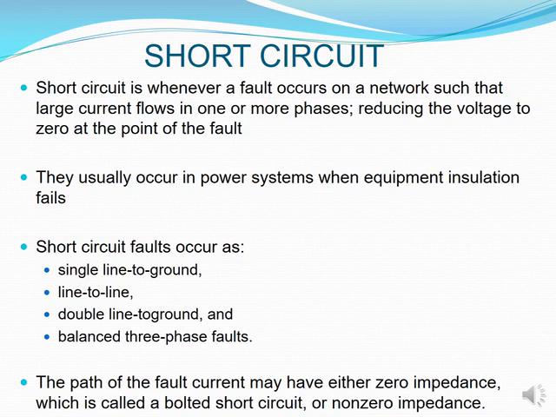So we first define a short circuit. We always hear about short circuits happening in our networks, and it's actually a fault where you've got large current flowing in one or more of your phases, and therefore it reduces your voltage to zero at the point where your fault is. They occur in our power systems when equipment insulation fails, and I've already explained in module 1 how our equipment insulation gets to fail. So your short circuits will occur as either your single line to ground, your line to line, or your double line to ground, or it can be a balanced three-phase fault.